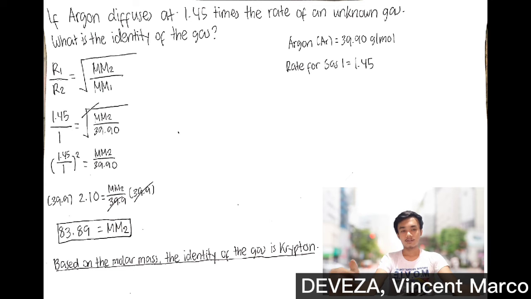So, the result on the left side is 2.1. And we need to multiply both sides by 39.9, which is the molar mass of argon. On the right side, we cancel both 39.9. And the result on the left side is 83.89. Therefore, the molar mass of gas 2 is 83.89. We need to base it on the molar mass to find the identity of the gas. So, the nearest gas that has almost the same molar mass is krypton. Therefore, the unknown gas is krypton.